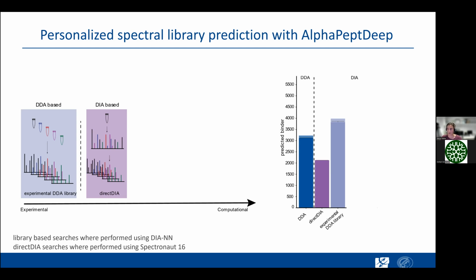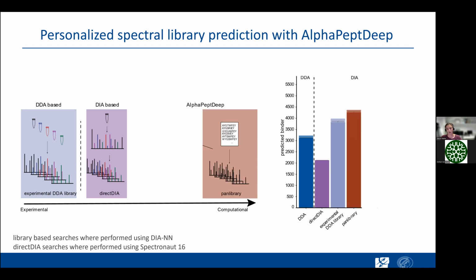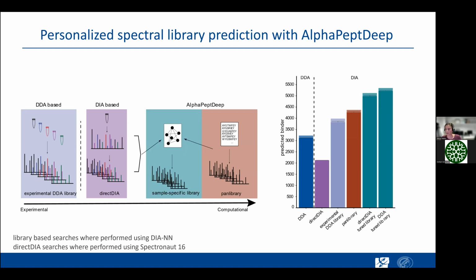And if we now go to the non-tailored model, so basically a model which predicts all possible HLA peptides from your FASTA sequence, we already gain identifications over the experimental library. And if we now combine the model with our prior knowledge, either from a DDA-based search or from a DIA search, we see a huge increase in identifications compared to what we can get in a single DDA analysis or even with an experimental library.